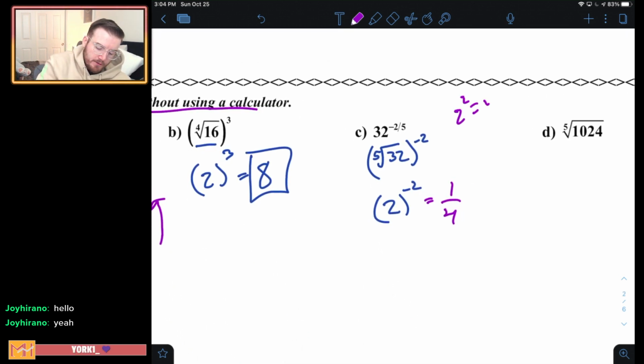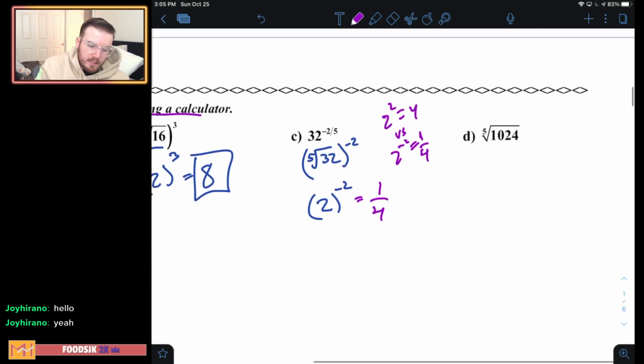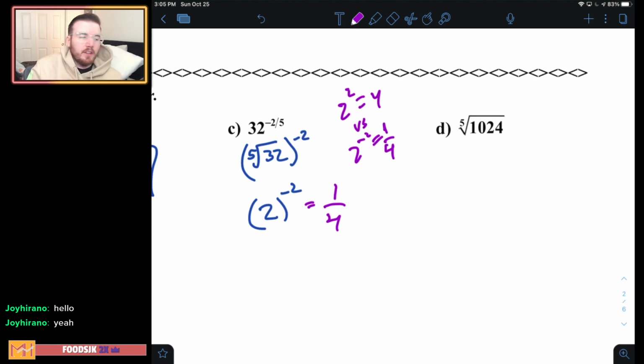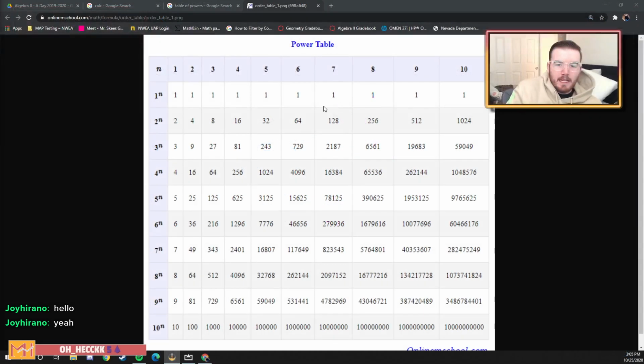Two squared is 4, versus 2 to the negative 2 is 1/4. Okay? And last but not least, what's the fifth root of 1024? That's where my table really comes in handy. Do you see the number 1024? It's right there. The fifth root of 1024 is 4. I would not expect you to just know that off the top of your head.